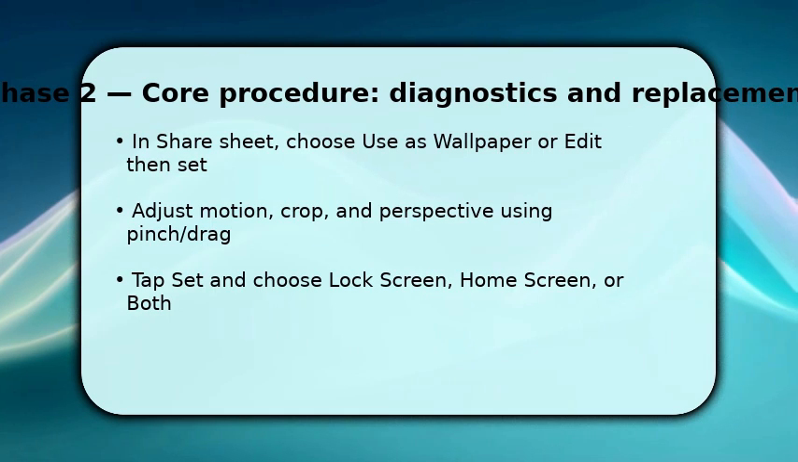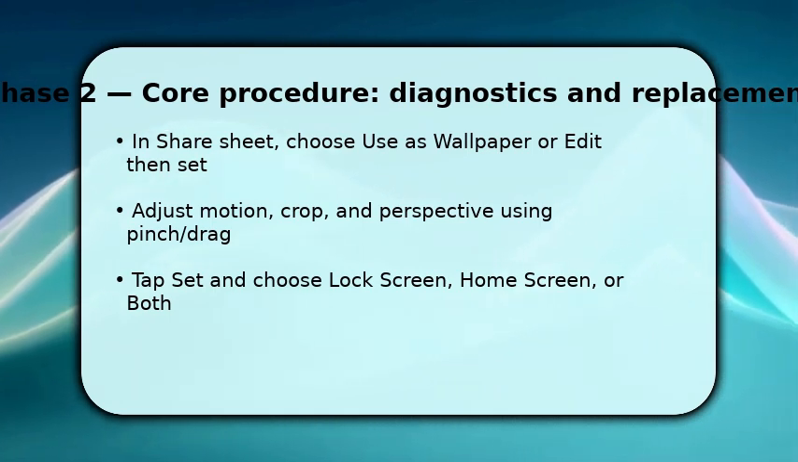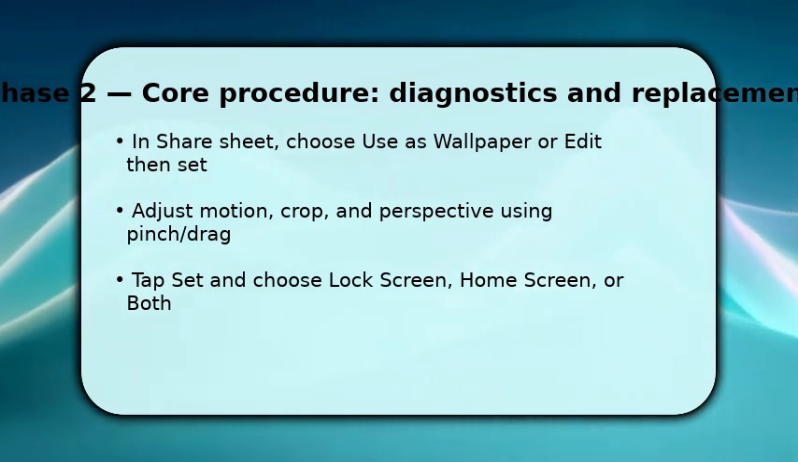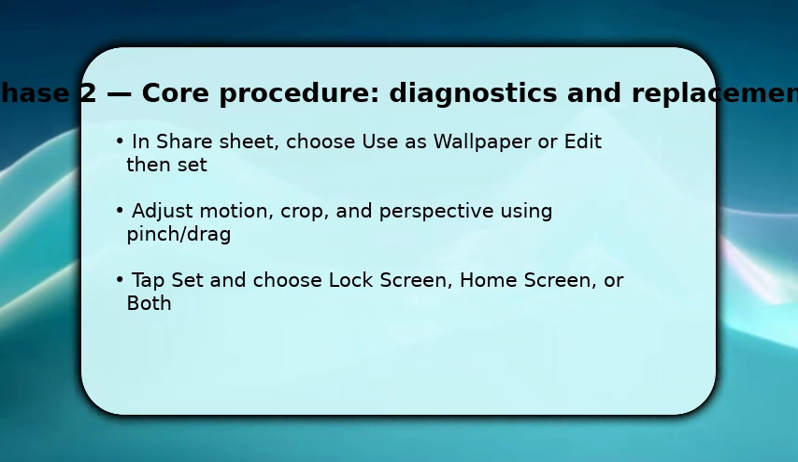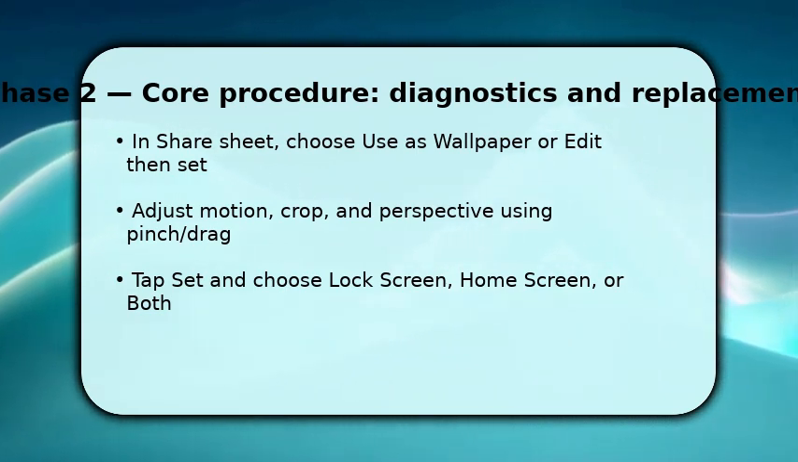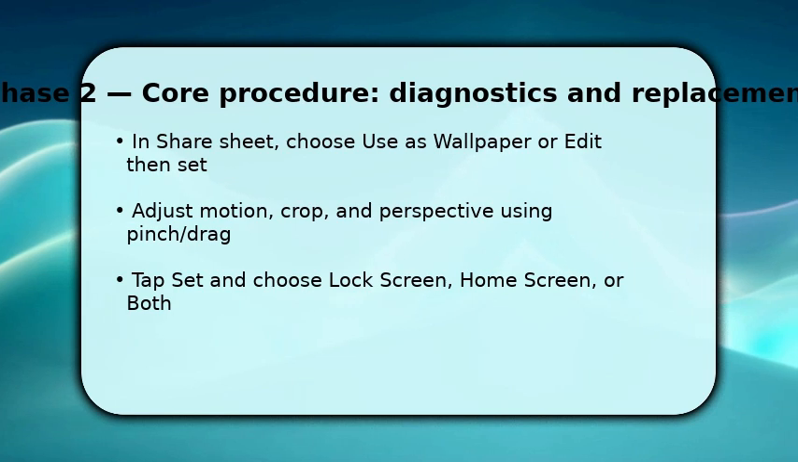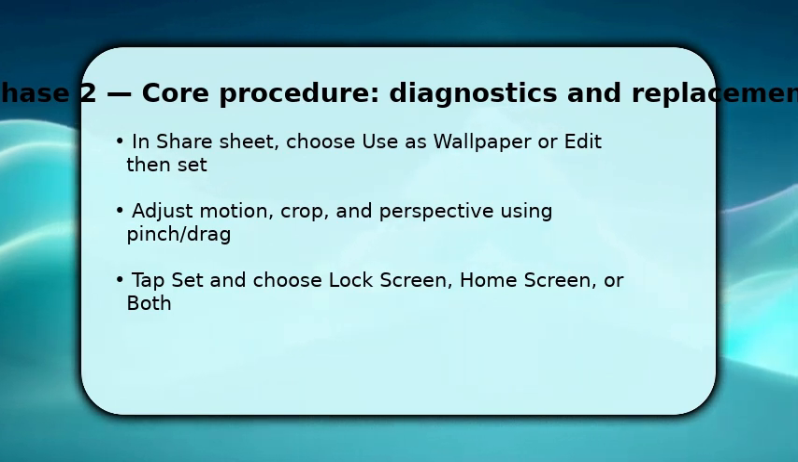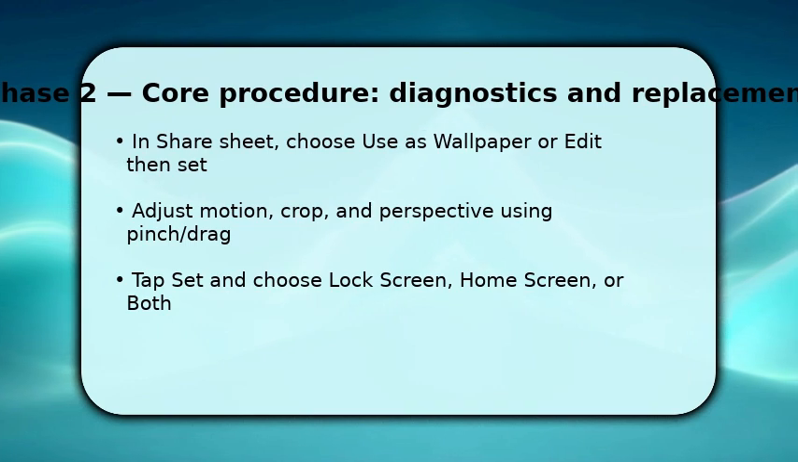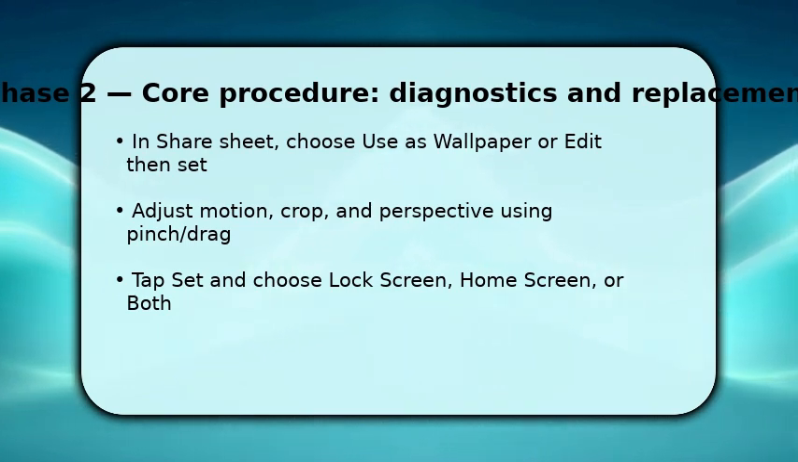Pinch to zoom and drag to position. Toggle perspective zoom or live photo effects if desired, because these change movement and framing. When the image looks right, tap Set. Then pick whether it applies to lock screen, home screen, or both. Each choice affects where you'll see the photo, so choose deliberately.